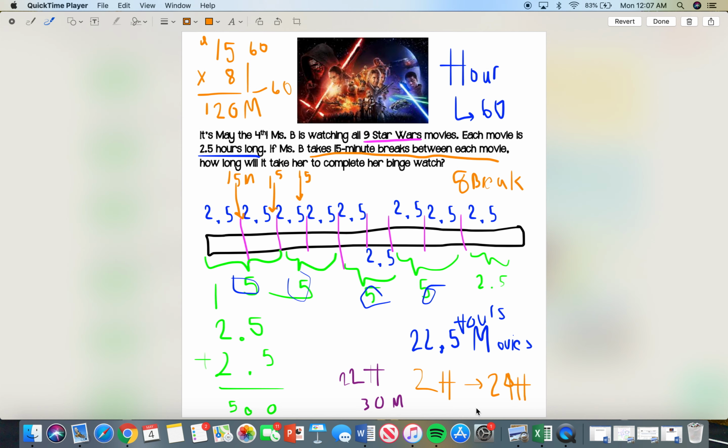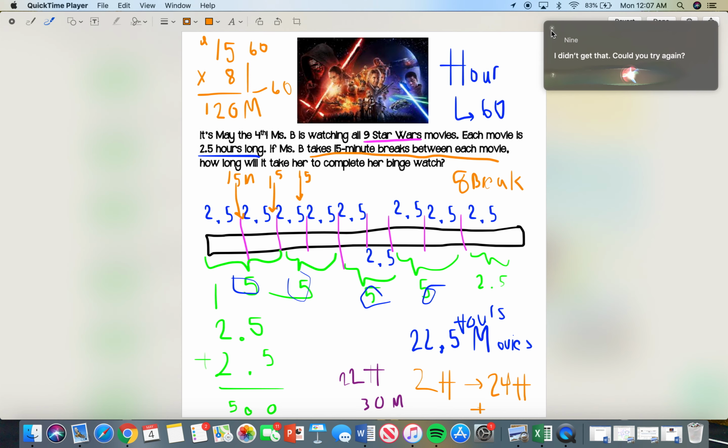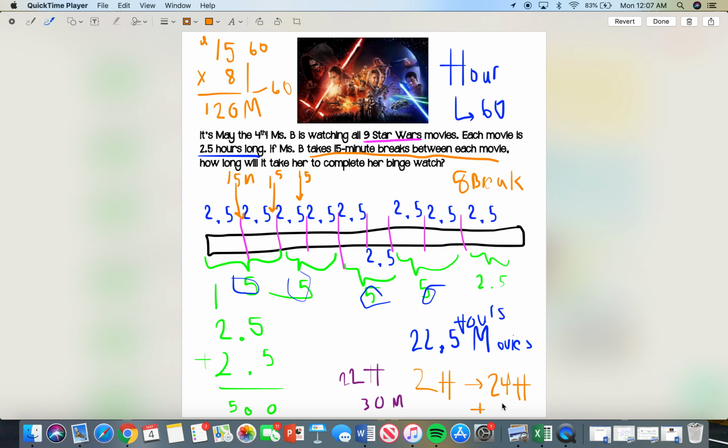Plus how many minutes? Don't forget this. 24 hours plus 30 minutes. So if you want, you don't actually have to convert the 0.5, you can if you want to, but in the end, 22 hours and 30 minutes plus another 2, I get 24 hours and 30 minutes. It's over a day. It takes me over a day to complete this binge watch.